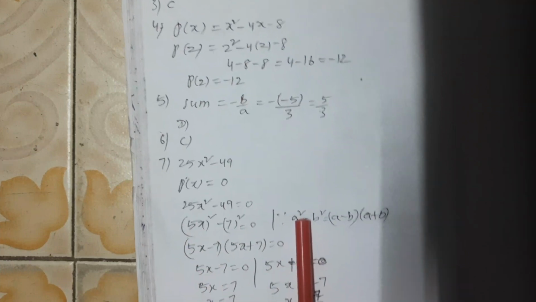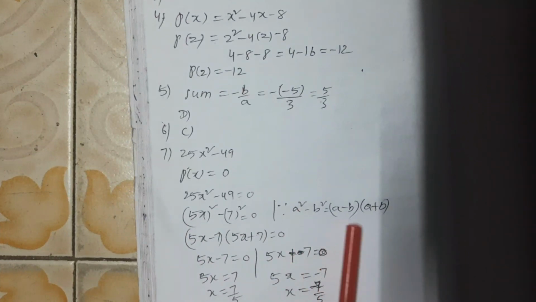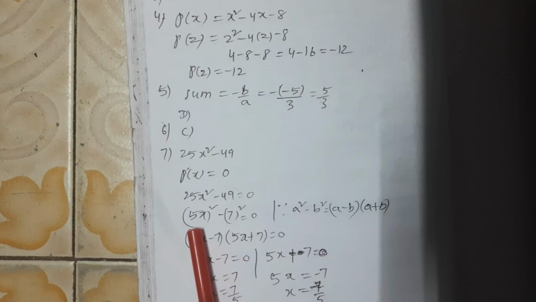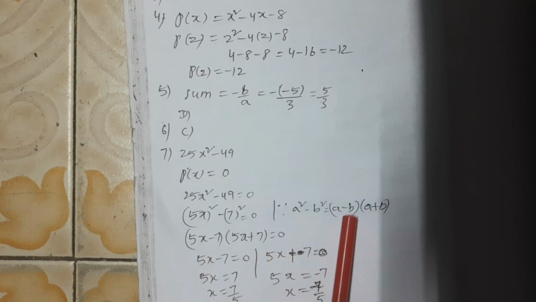It is nothing but the a square minus b square formula, a minus b into a plus b. So (5x) whole square minus 7 square, because 5 fives are 25x square, and 7 square means 49, is equal to 0. It is 5x minus 7 one time, 5x plus 7 another time. As per this formula, 5x minus 7 into 5x plus 7 is equal to 0.